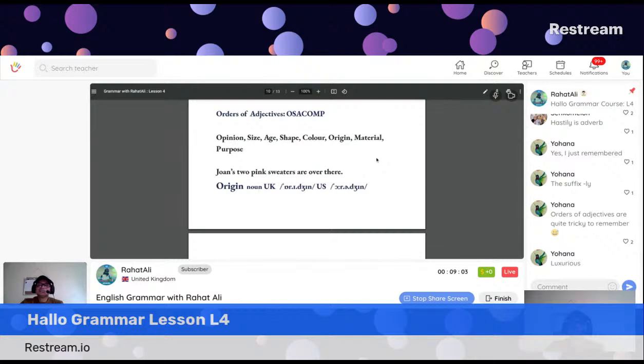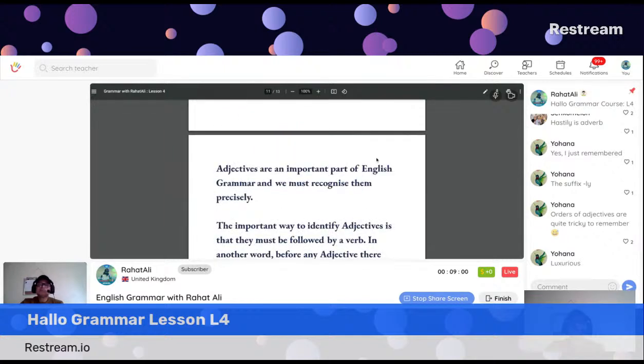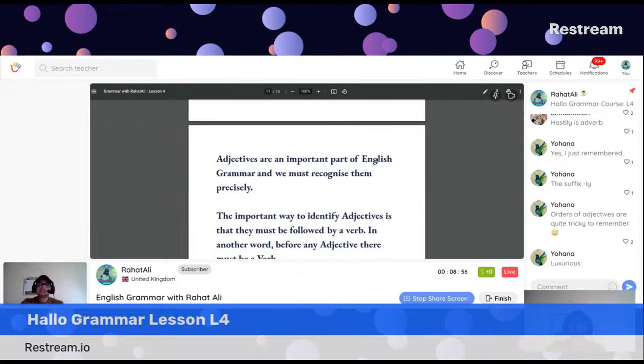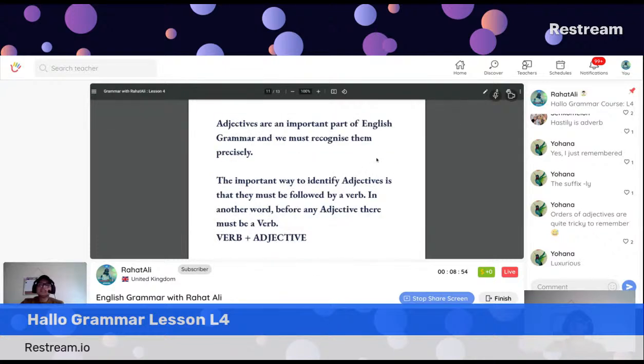Then what is origin? So adjectives are an important part of English grammar and we must use them precisely. The important way to identify adjectives is that they must be preceded by a verb. In other words, before any adjective there must be a verb or an article or a modifier.